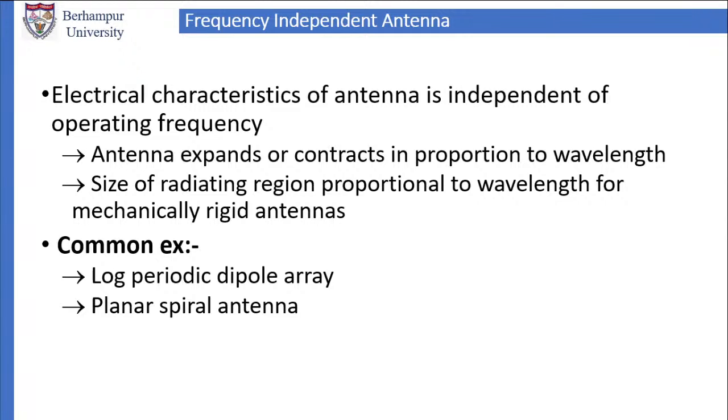So it has a particular length that is the smallest length, of the size of the radio. Then you can stretch it, so it will elongate. Then you can squeeze it, and it will come down. So that is where the antenna expands or contracts in proportion to wavelength. Depending on which wavelength the radio is working, you can stretch or squeeze the antenna. If that is not possible and the antenna size is fixed, then the radiating region is proportional to wavelength for a mechanically rigid antenna. Common examples are log periodic dipole arrays and planar spiral antennas. These are common examples of frequency independent antennas.